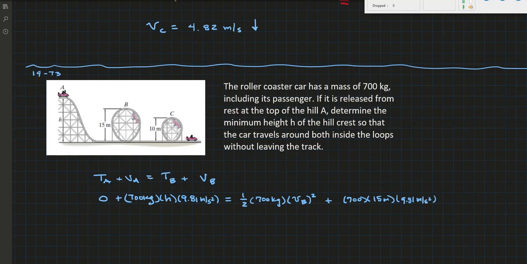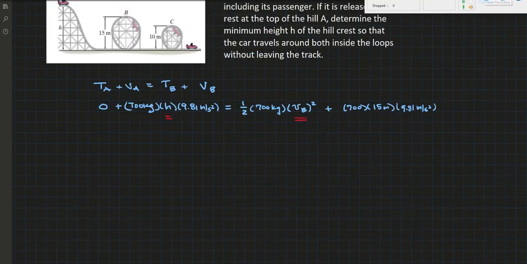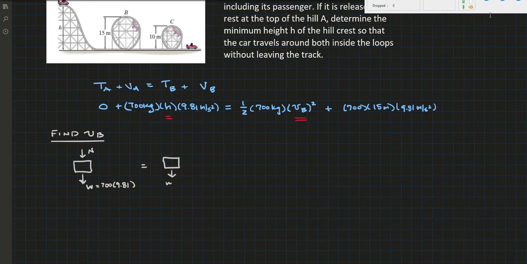Okay, so we see we have two unknowns here and here, so we have to deal with those. In order to get this h, we need to figure out what velocity at B is, and I think we can use some kinematics to do that, or rather some kinetics. Let's look at the equation of motion. For a free body diagram here, looking at B, we have a normal force of the track on this car, and then we have a weight, and this is going to be equal to our normal acceleration times our mass.